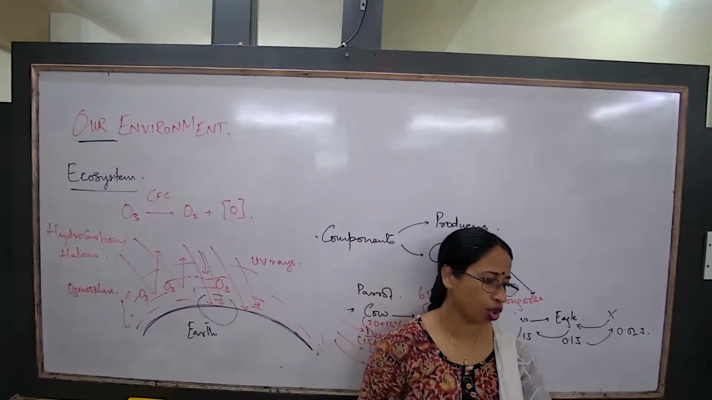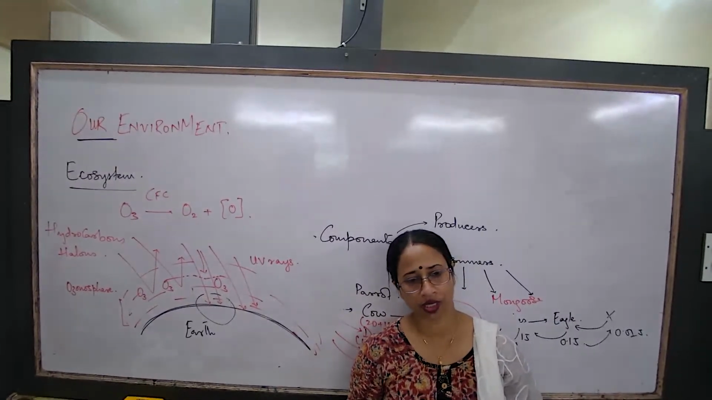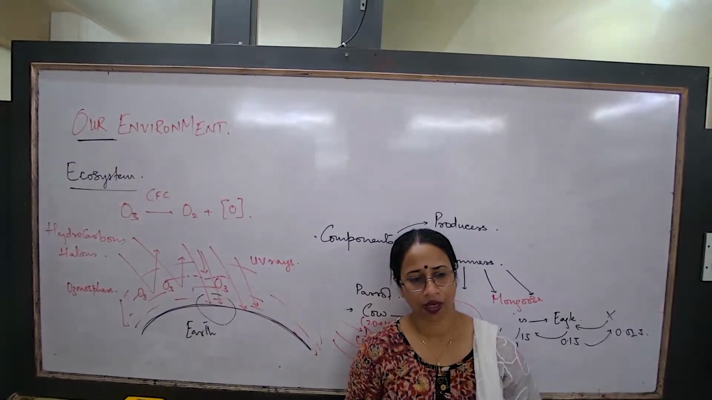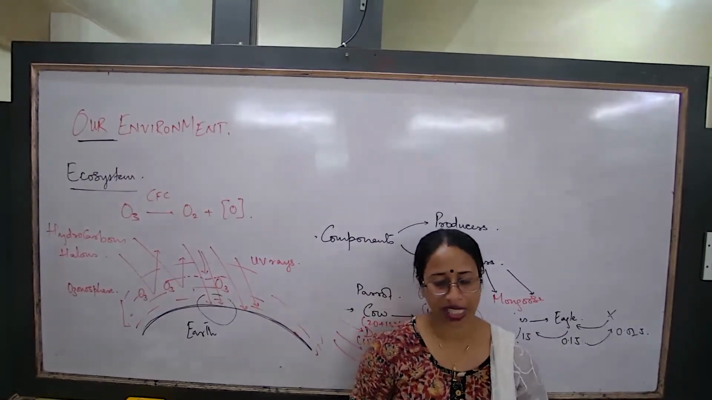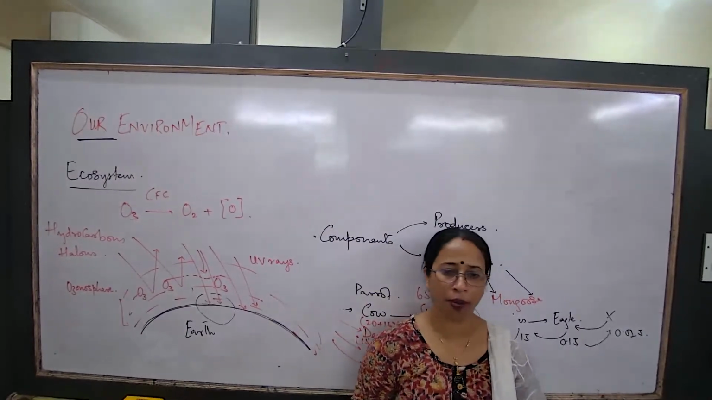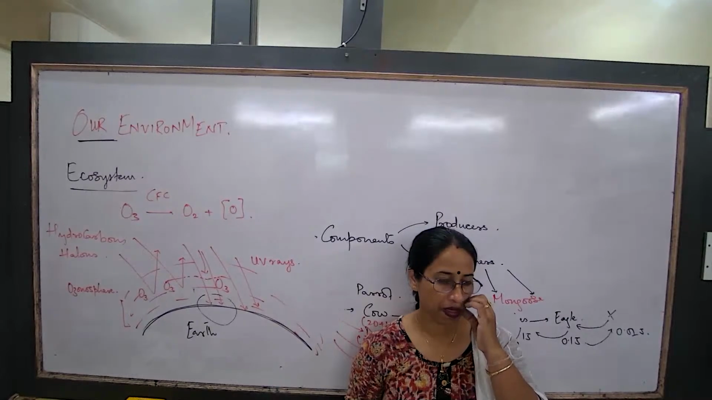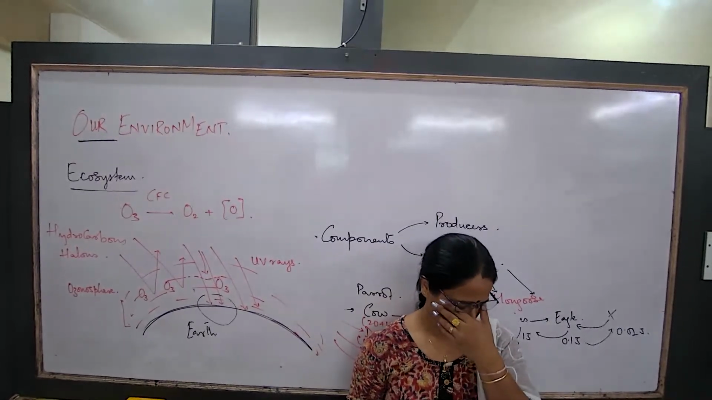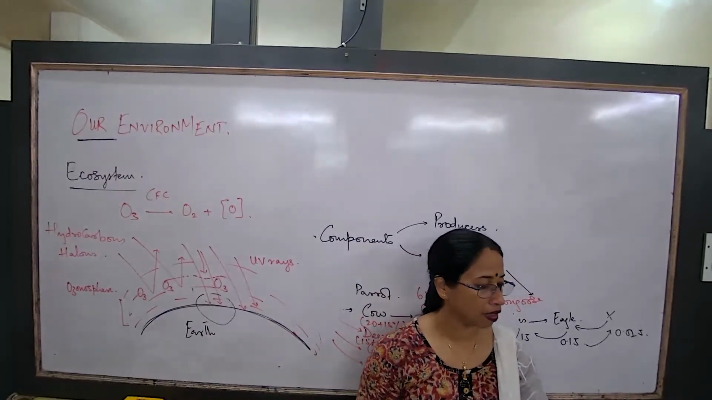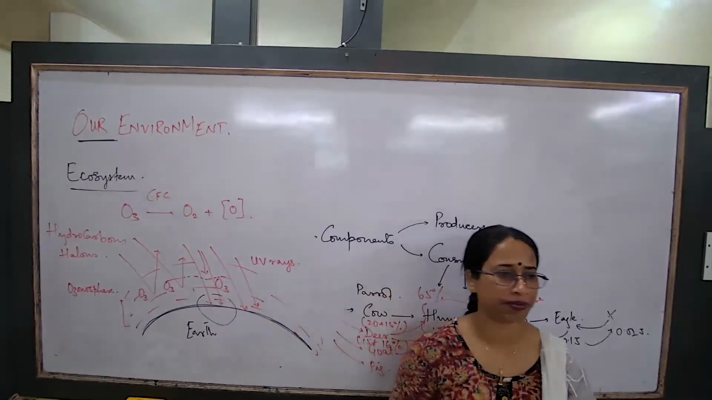Number 2, aerosols. Harmful gases released from aircrafts, chemical factories, etc. These break down the triatomic form of oxygen.